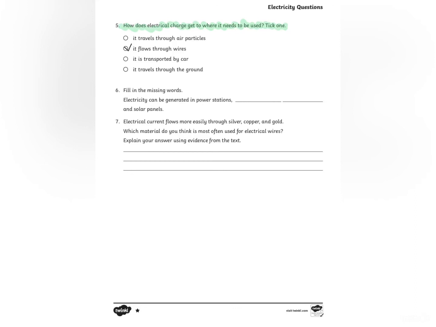Question 6. Fill in the missing words. Electricity can be generated in power stations, blank, blank, and solar panels. Let's use a text to help us fill in the missing words. There, I have completed question 6. Electricity can be generated in power stations, wind turbines, and solar panels.